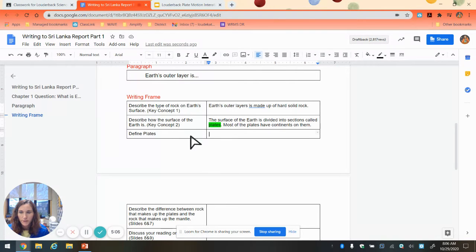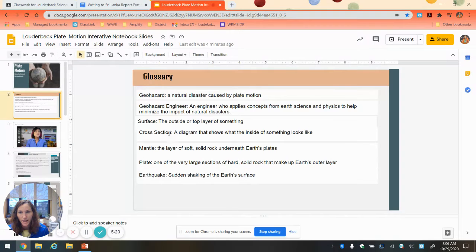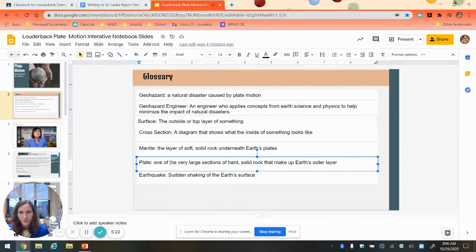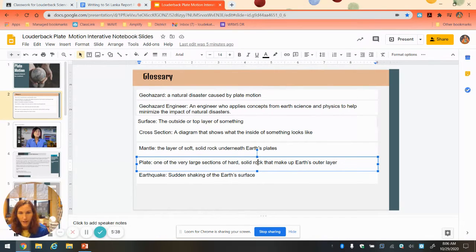Okay, so we want to make sure that the people of Sri Lanka know what plates are. And we're not just talking about dinner plates, we're talking about those large chunks of landmass. So if I go to my Amplify notebook and I go to the glossary, I have my definition right here. Notice it's just the definition. So it's important that when you do this, you also make a sentence out of this, okay? So you'll put the definition into your plates here and make it into an actual phrase.